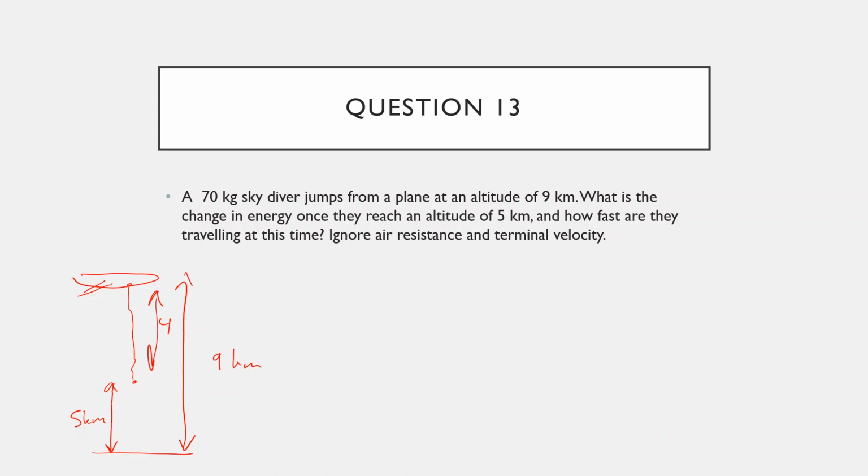We can just go ahead and apply the change in energy formula. Change in gravitational potential energy is just equal to mg delta h. We're allowed to use this because their change in height is much smaller than, say, 10 kilometers. So g can be taken as a constant. We can multiply all those things together: 70 times 9.8 times 4. Let me just type it in my calculator.